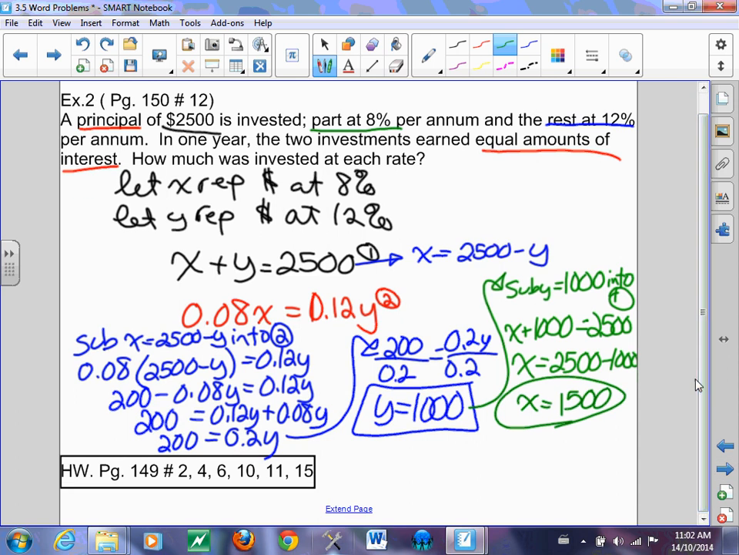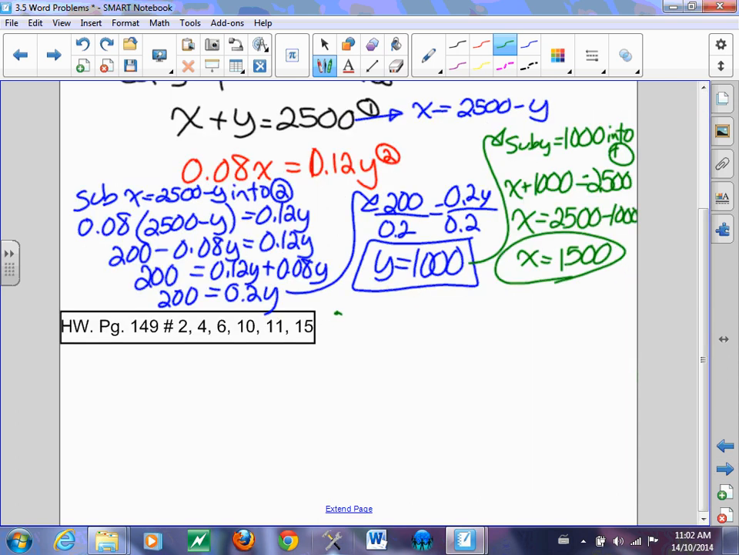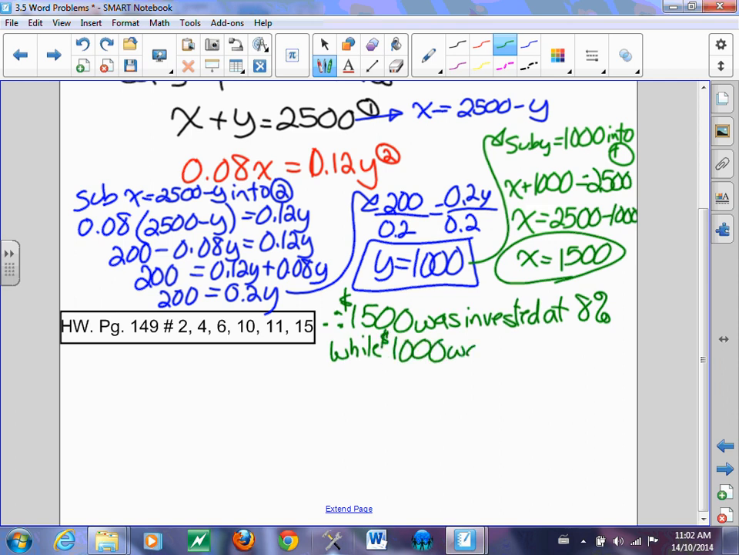So let's do our therefore statement. So therefore, $1,500, don't forget your units, dollars, was invested at 8%, while $1,000 was invested at 12%.